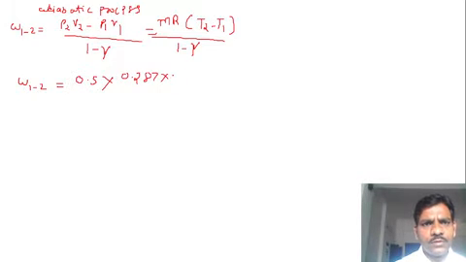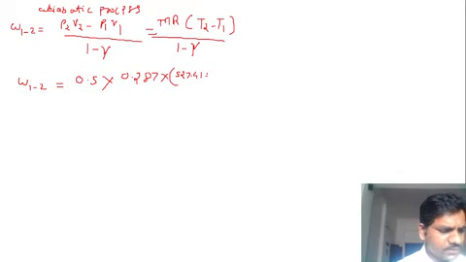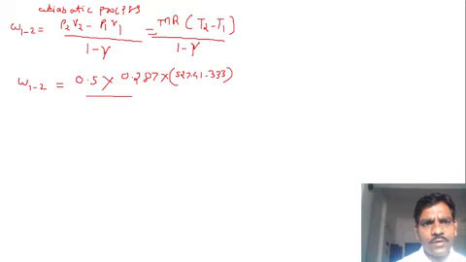Into T2 minus T1. So what is the value of T2? T2 is 527.41 minus what is 333, divided by 1 minus 1.4.